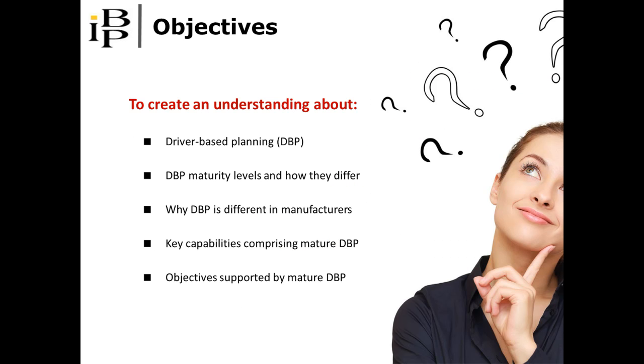So I just want to come back to the objectives that we started off with. So I wanted to give you an understanding about driver-based planning and the different levels of maturity and how they differ, why driver-based planning is different in manufacturers, and some of the key capabilities comprising more mature driver-based planning, and the objectives supported by mature driver-based planning. So hopefully we covered those off for you.